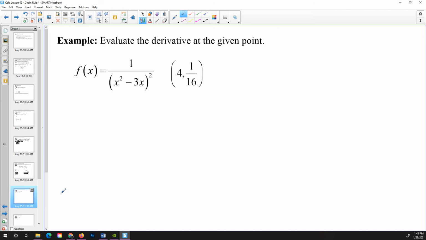My next example, evaluate the derivative at a given point. And so we want to figure out what the derivative is at this point. And so essentially what we're going to do is we're going to find the derivative of f. We're going to plug in 4, and then that will be the value of the derivative. So let's rewrite first. We are not doing the derivative yet, so it's still f of x. But I'm going to rewrite this as x squared minus 3x to the negative 2 power so that I can apply the general power rule.